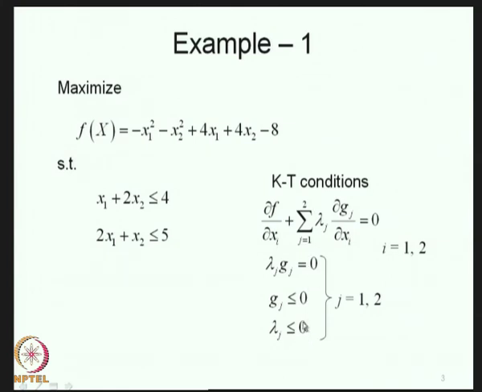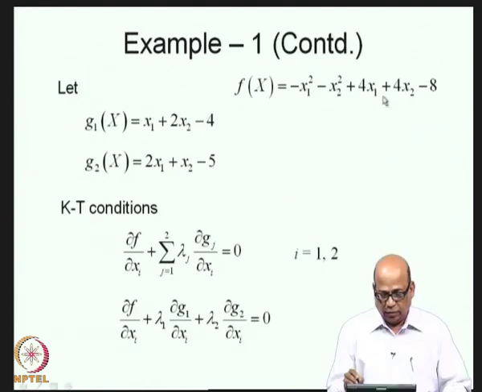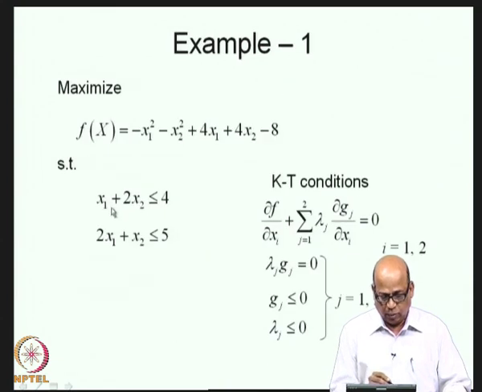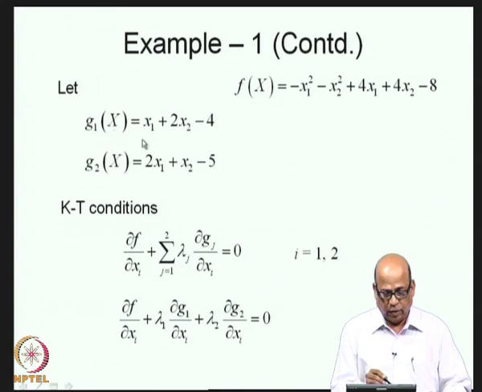So, we state the Kuhn-Tucker conditions and then start applying them to determine the stationary points for this optimization problem. So, f(x) is given here, then g(x), as I mentioned in the last class, we expressed the constraints as g(x) less than or equal to 0. So, you express g_1(x) as x_1 plus 2 x_2 minus 4 and g_2(x) as 2 x_1 plus x_2 minus 5.